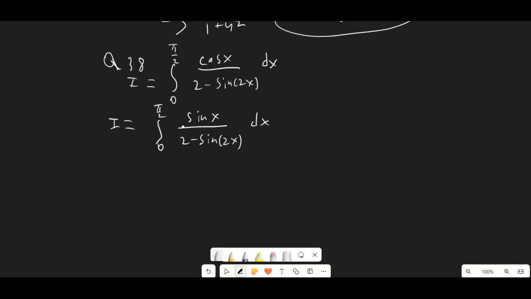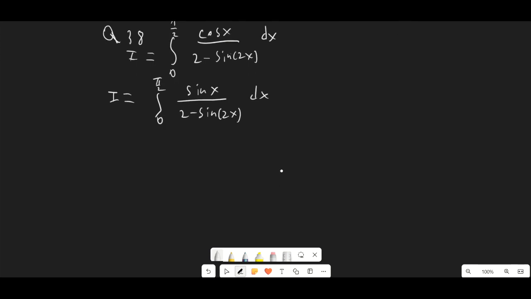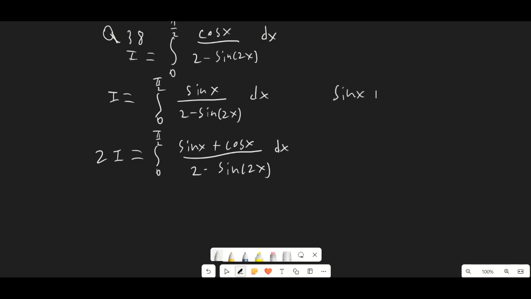I end up with the cofunction on the top, and then sine of pi minus 2x is the same as just sine of 2x. Now I'm going to add these two together, and it looks kind of weird because now I have 2I equals the integral from 0 to pi over 2 of sine x plus cosine x, which usually is not very good, but luckily we have some very, very cool identities that we can use to deal with this. I just think this is so cool because this pops up all over the place. So we have sine x plus cosine x equals square root 2 sine of x plus pi over 4. Crazy, right?